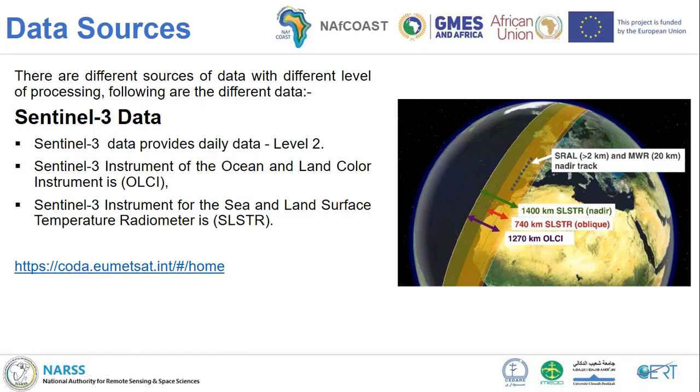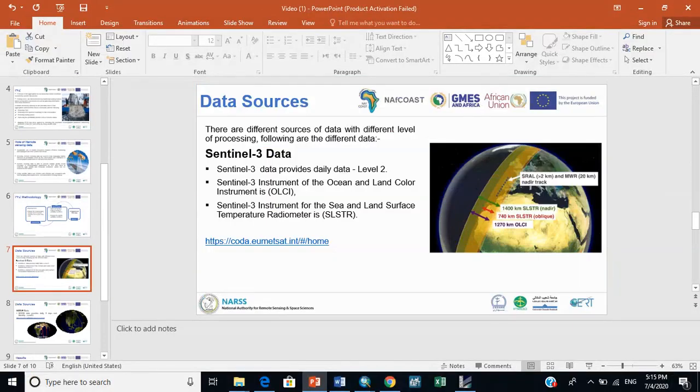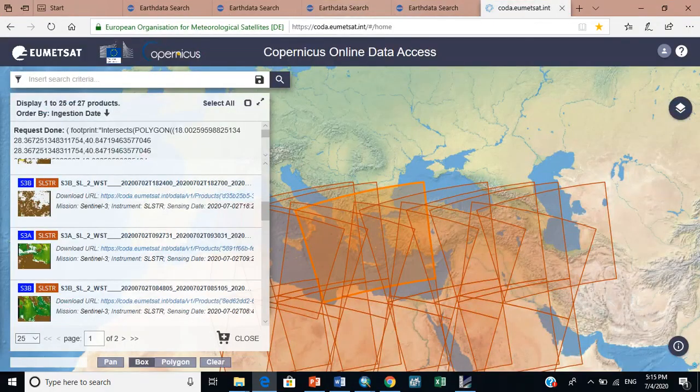So now we already know the data and the instrument. We want to download the data. The website is CODA. CODA EUMETSAT is the website to download the Sentinel-3 data. Now we will go to the website and open it. This is the CODA website.